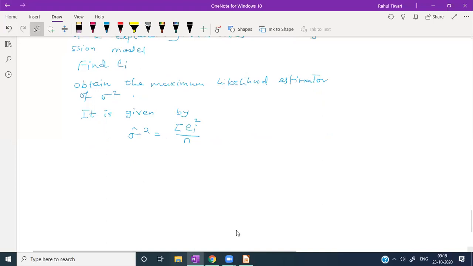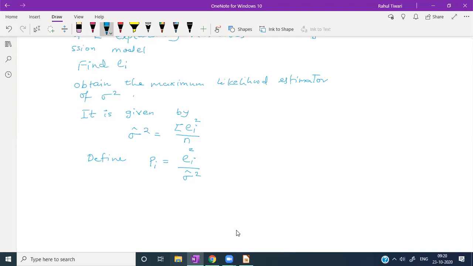And now defining pi, which is ei square upon sigma hat square. So you can calculate this sigma hat square from here, and this ei will be the individual value, because you need to check for all pi. You need to check for p1, p2, and so on.